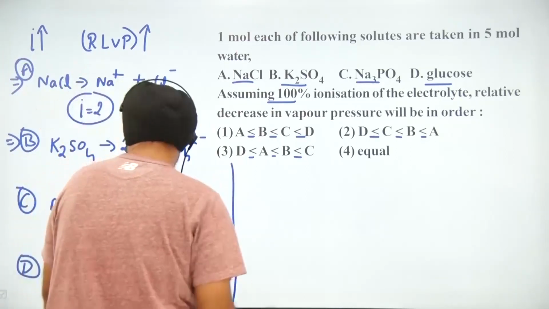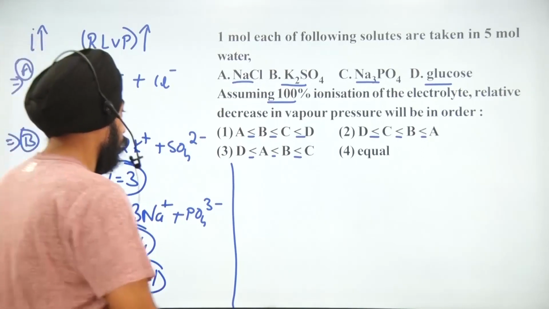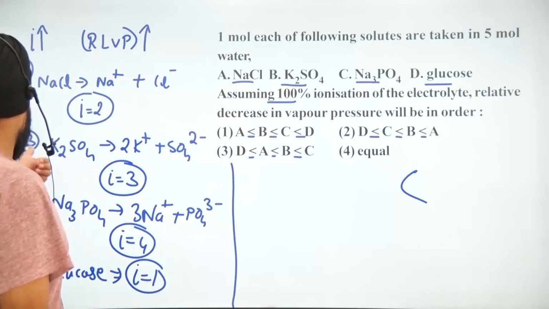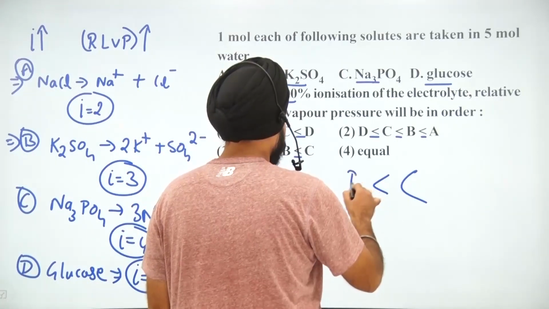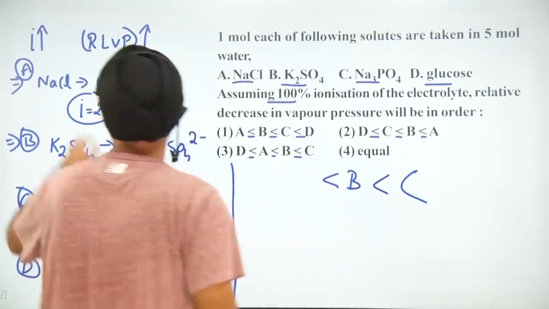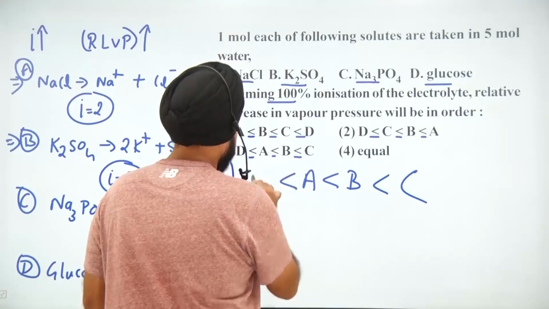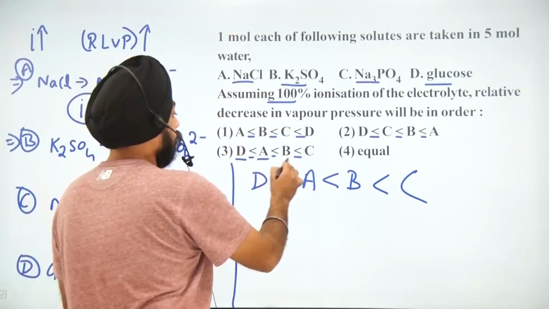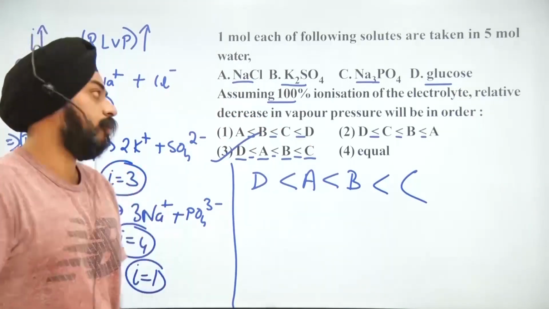So the one which is having the highest value of i will be having the highest relative lowering of vapor pressure. So amongst these, the highest value of i is for Na3PO4, which is C. So C will be having the highest RLVP, which is followed by B, because the value of i for B is coming out to be 3, which is further followed by A for NaCl, which is 2. And the last is D. So the correct order will be what? D, A, B and C. This will be the correct increasing order. So the correct answer is option number 3.